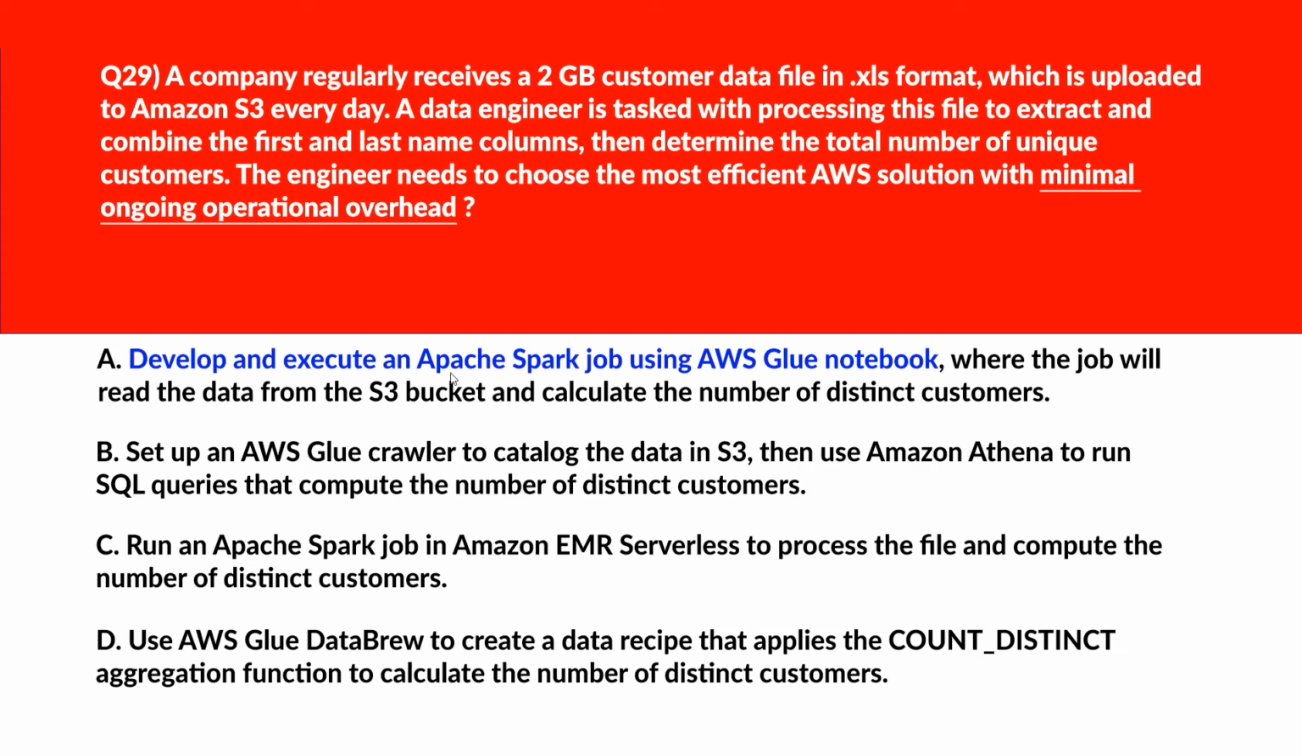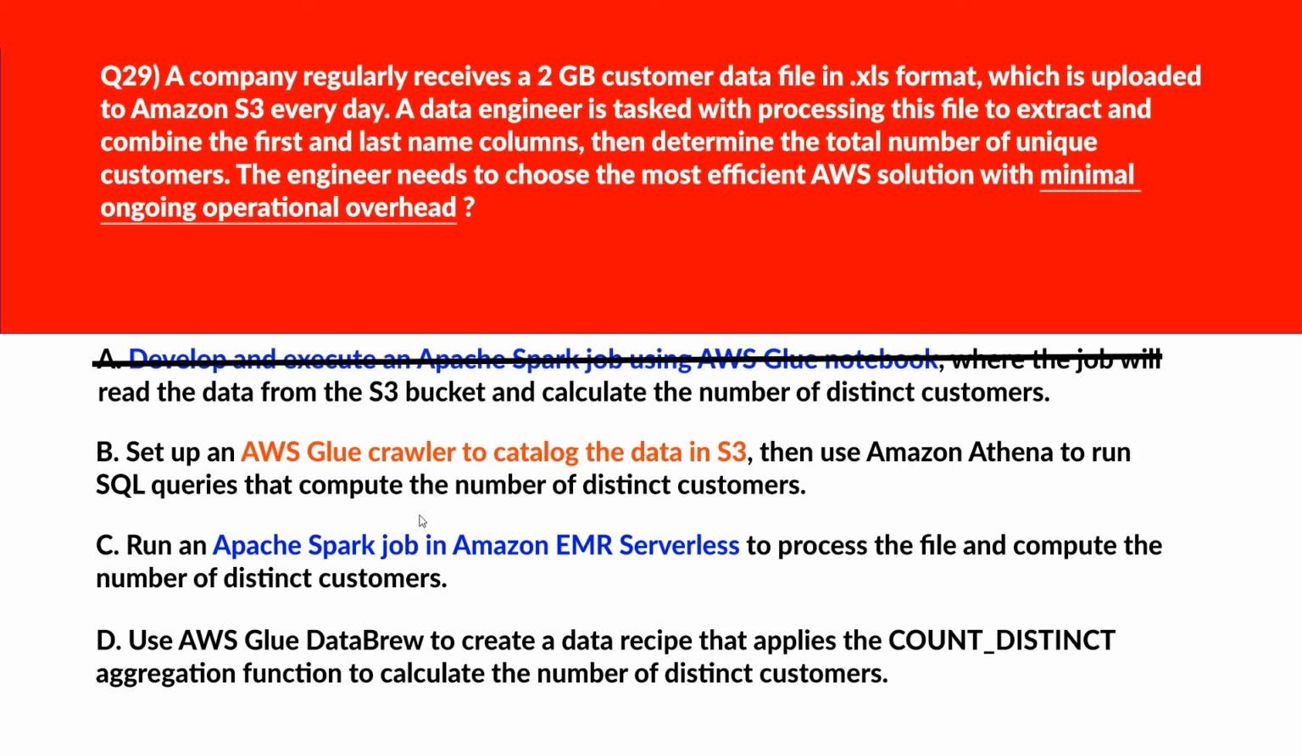So for now, this combination, especially Apache Spark job using AWS Glue notebook, is incorrect because it would increase operational overhead. Let's remove this. Let's move to option B. B says set up an AWS Glue crawler to catalog the data in S3. Looks good because Glue works well with S3 for the data catalog. And then use Amazon Athena to run SQL queries. This is again a great combination because Athena is meant for querying data.